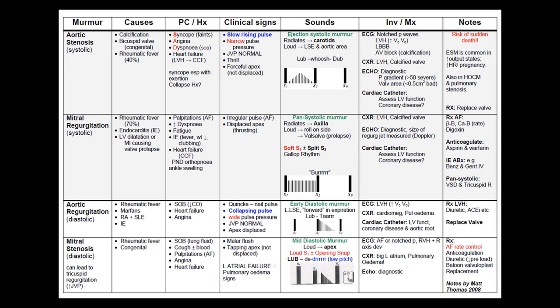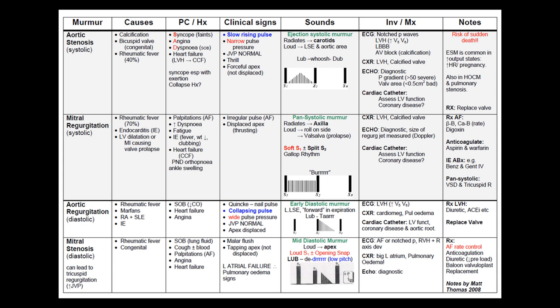Clinical signs would be a slow rising pulse and a narrow pulse pressure. The JVP will be normal. There will be a thrill if you feel over the aortic area, and you will have a forceful non-displaced apex beat. As I said, you'll have an ejection systolic murmur, and this is because the heart, as it pumps, will build up pressure behind that stiff, non-compliant aortic valve, and then suddenly it will burst open. The sound will radiate into the carotids, and you'll have a loud sound in the aortic area.